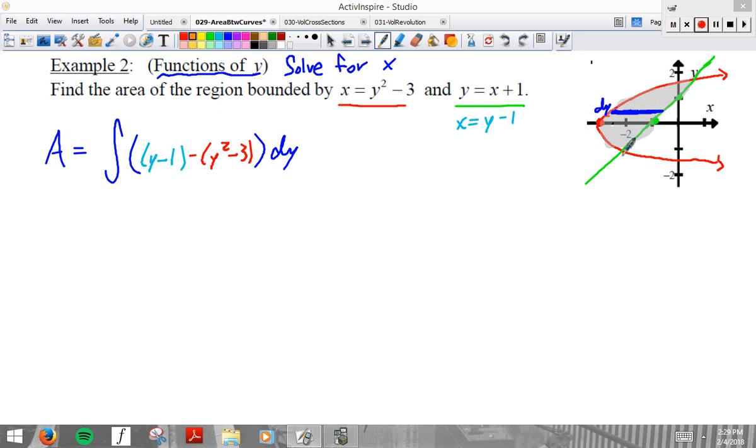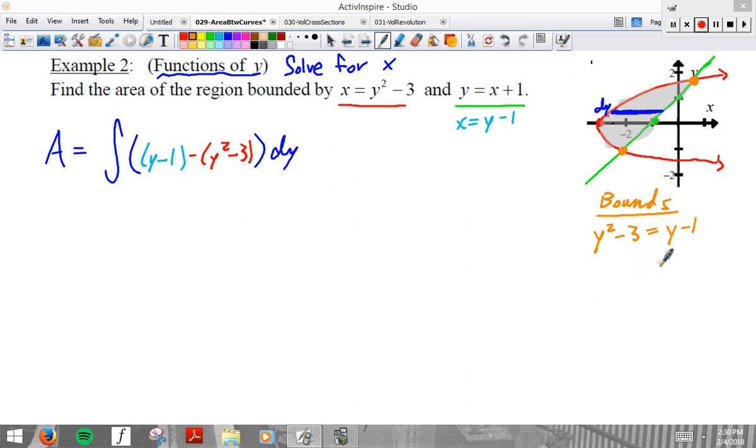So I'm going to instead want to travel from the lowest y value in that gray region to the highest y value in the gray region. That's another thing dy tells you, that my bounds are going to be y values. In order to find the bounds, I'm going to be looking at intersections between these two functions of y. And again, you want them solved for in terms of x.